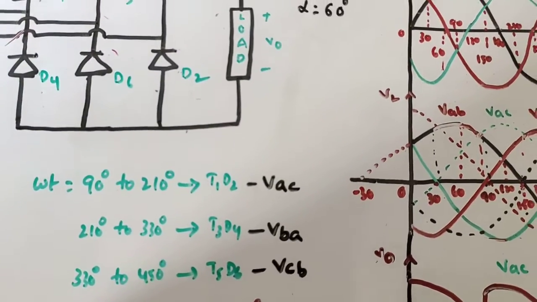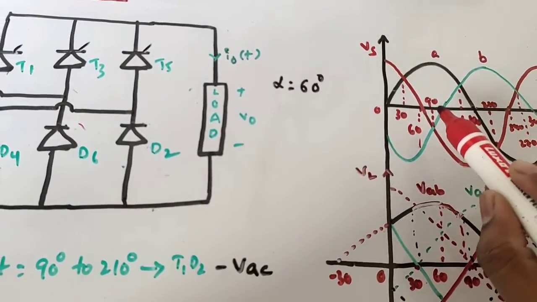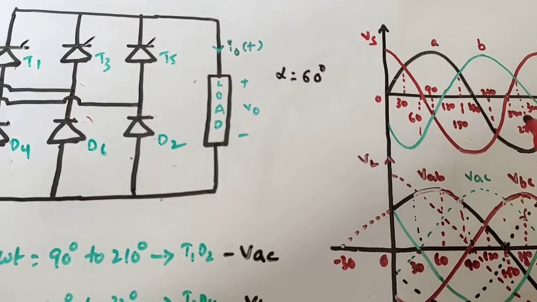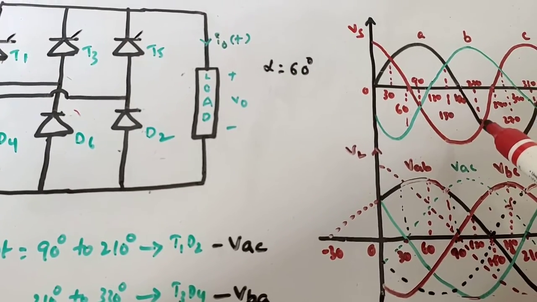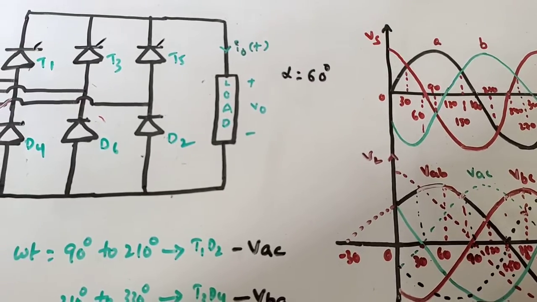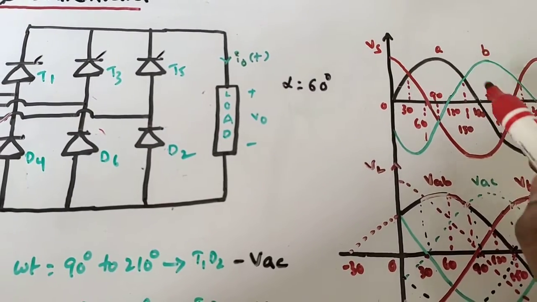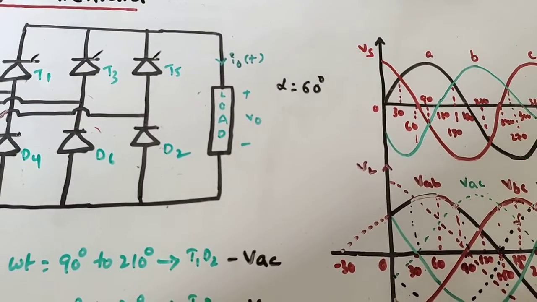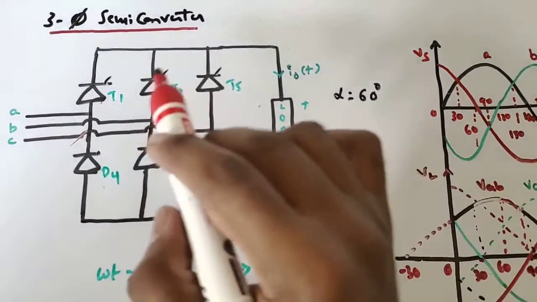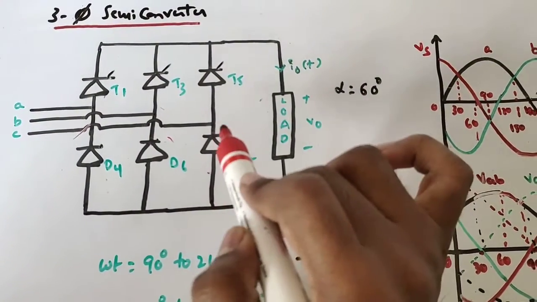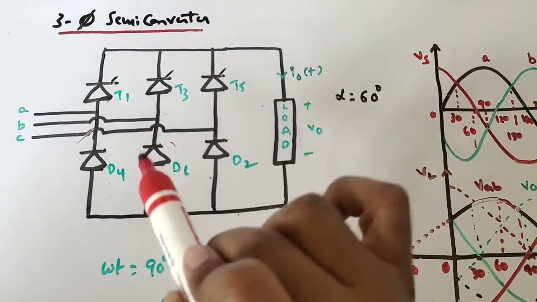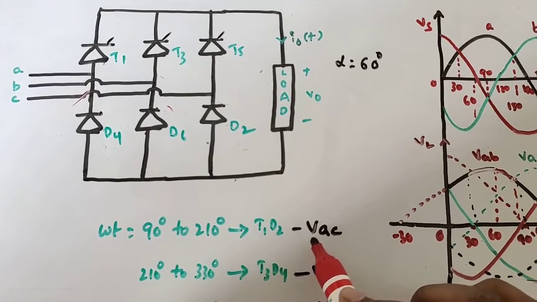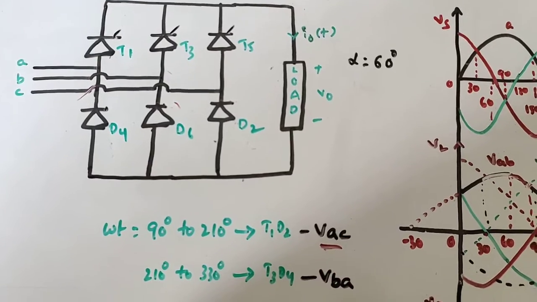So at 90 it is going to be triggered. From 90 to 210, T1 is more positive and D2 is more negative. So what is V0? T1 has been connected to A and D2 has been connected to C. So from 90 degrees to 210 degrees, T1 and D2 are going to be conducting, and that is the only reason you are going to get the output voltage VAC.